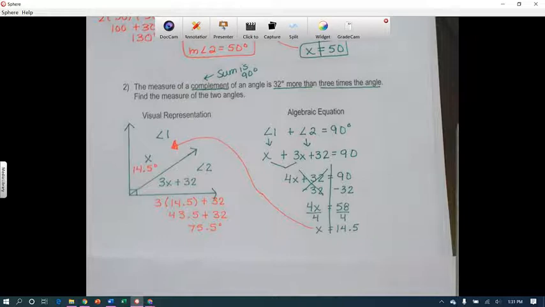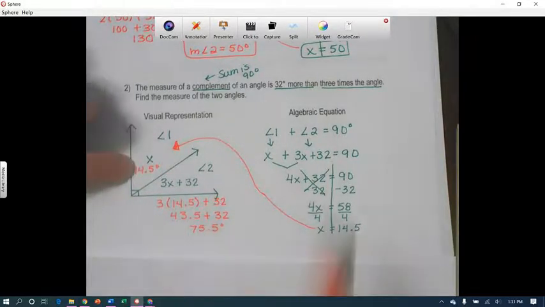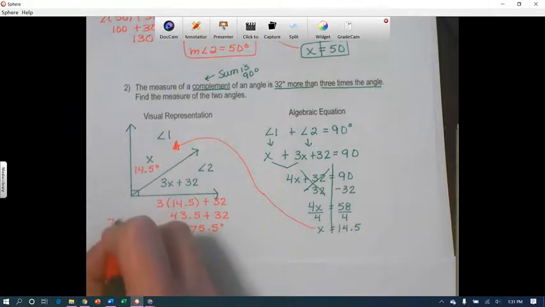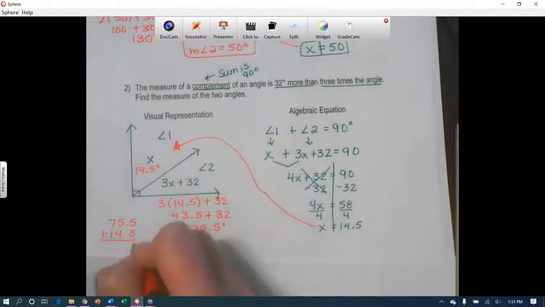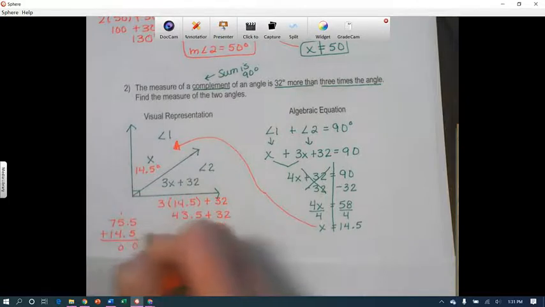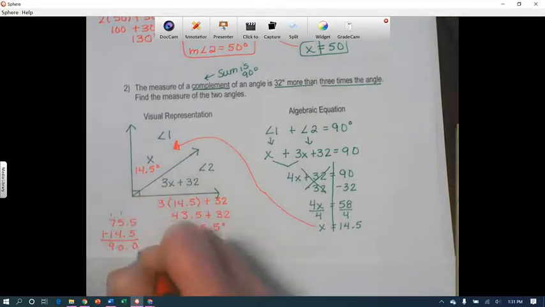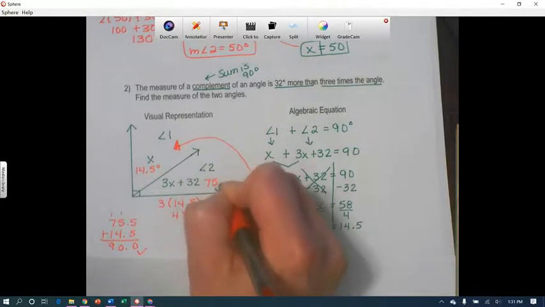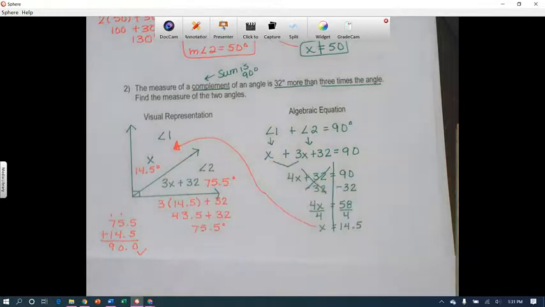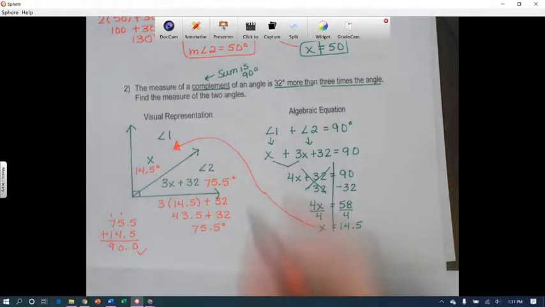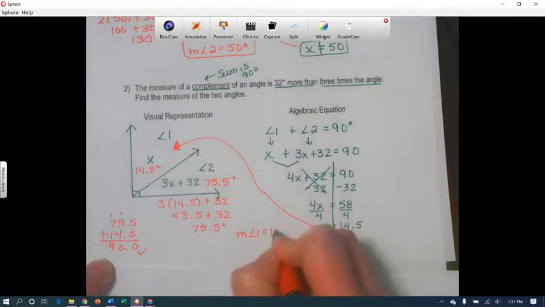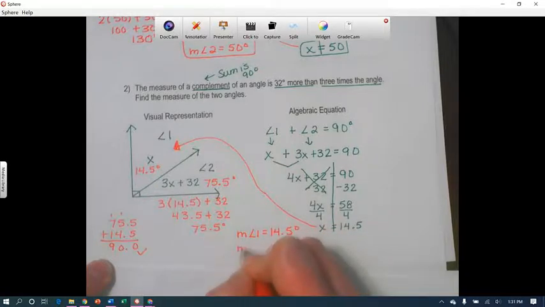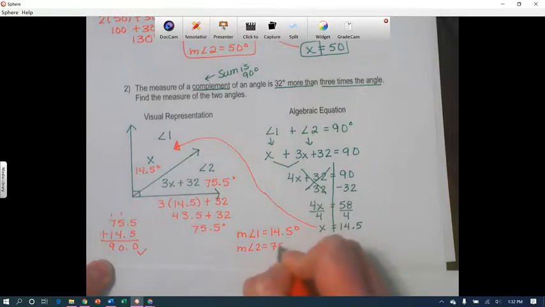Let's double check that if I add these two angle measures, I am in fact going to get 90 degrees. So 75.5 degrees plus 14.5, and I do in fact get 90 degrees. So I can label angle 2 as 75.5 degrees. We have figured out the measure of angle 1 and the measure of angle 2. Lastly, I'm just going to write the measure of angle 1 is equal to 14.5 degrees. The measure of angle 2 is 75.5 degrees.